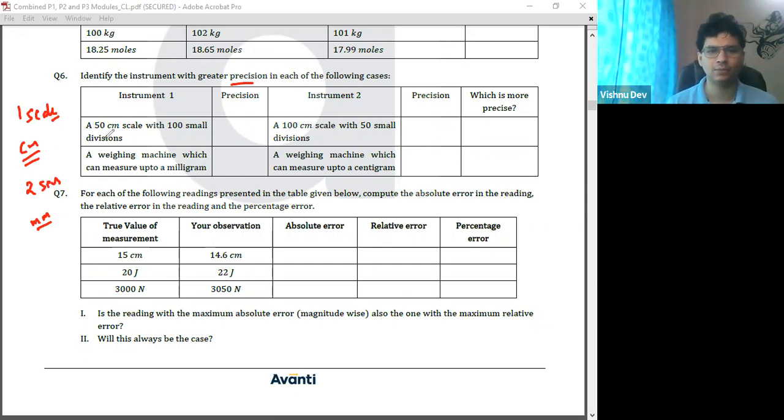Now tell me. Instrument 1: a 50 centimeter scale with 100 small divisions, and a 100 centimeter scale with 50 small divisions. Which will be more precise? Think about it. First one, very good. I guess this is clear. Now, second: a weighing machine which can measure up to milligram and a weighing machine which can measure up to centigram. Centi means 1 by 100 and milli means 1 by 1000. So obviously, in this case also.